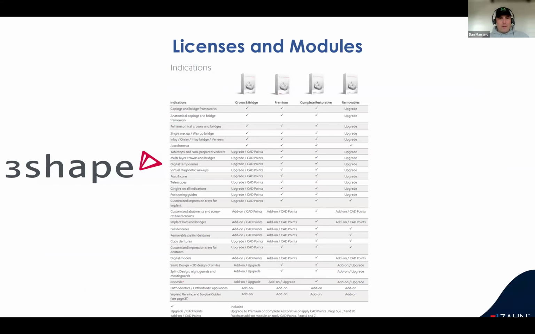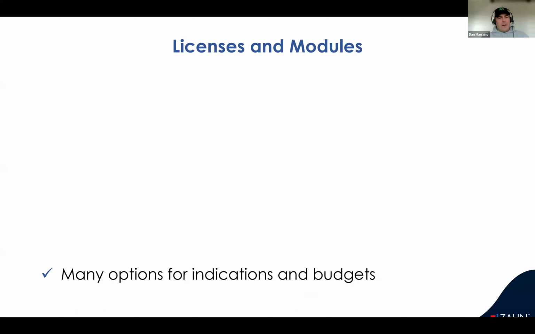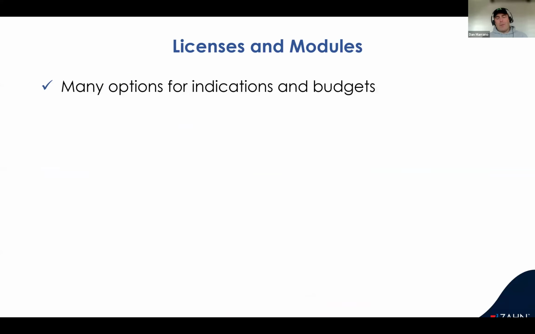I put this up here for license and modules, not that I'm going to go through this. You see, there are so many checkboxes and different options, and same thing with exocad. There's flex license, opting in, and different things like that. There are so many options for indications and budgets. If you're looking at this like, well, I have 3Shape, how am I going to budget for exocad, or vice versa? There are different ways you can get in there.